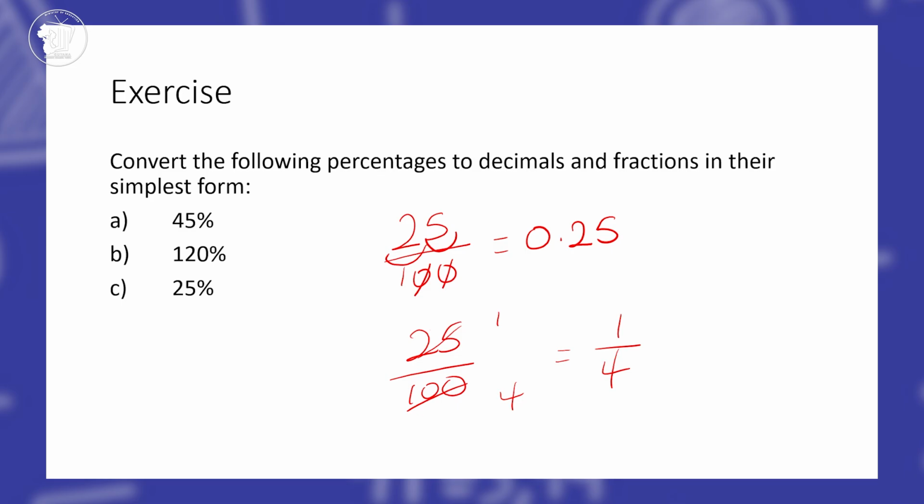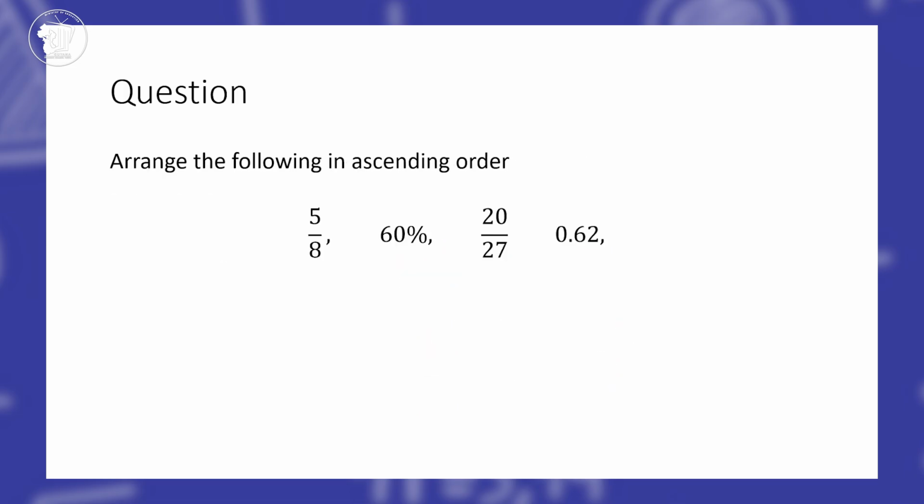So when we convert from one form to the other, from percentage to decimals and to fractions, we're basically showing the value of these numbers, the value of these percentages, the value of these fractions in different forms. And it will be very helpful when you have to solve questions like the one that we're about to do next. And this question says, arrange the following in ascending order.